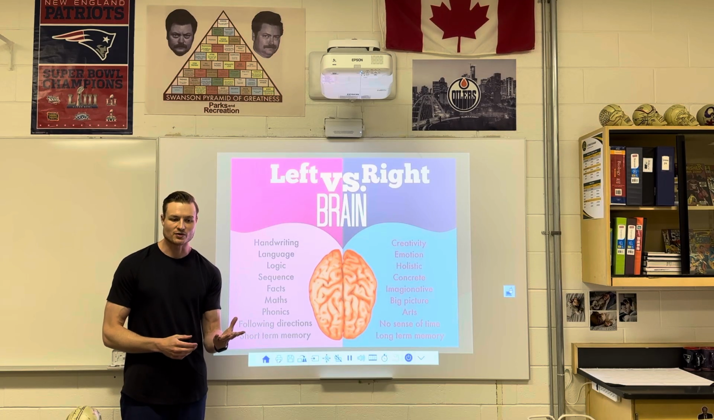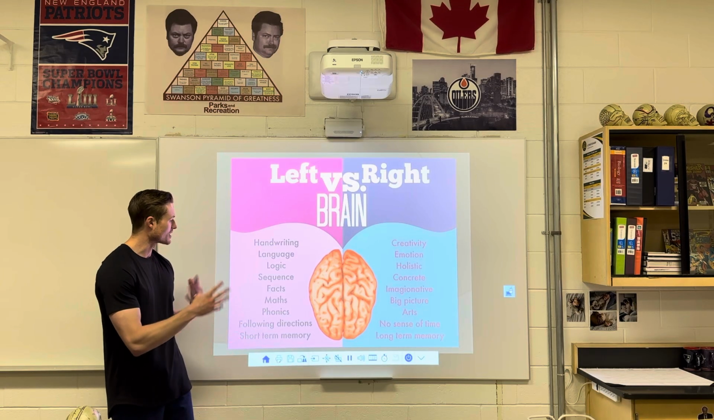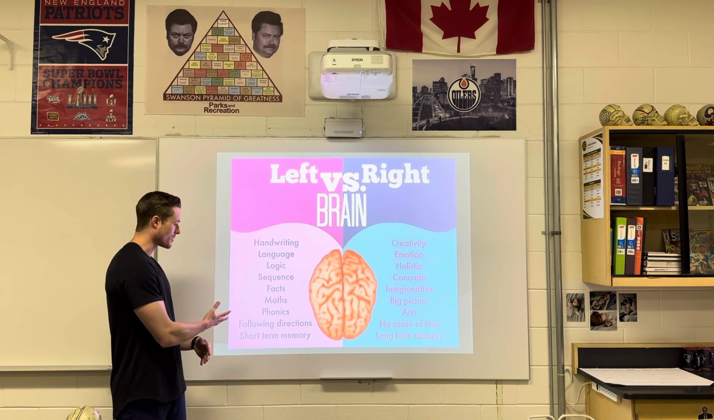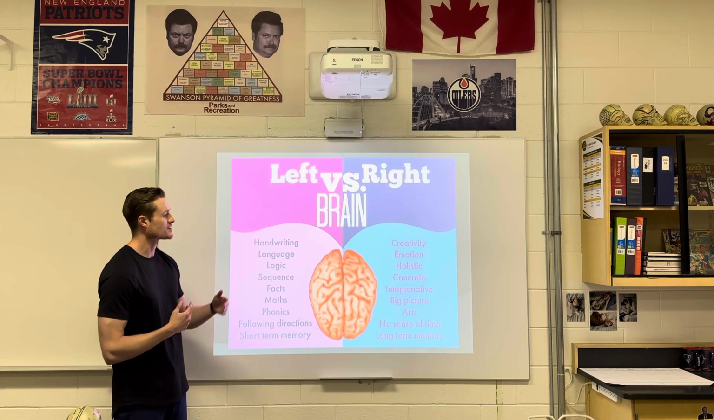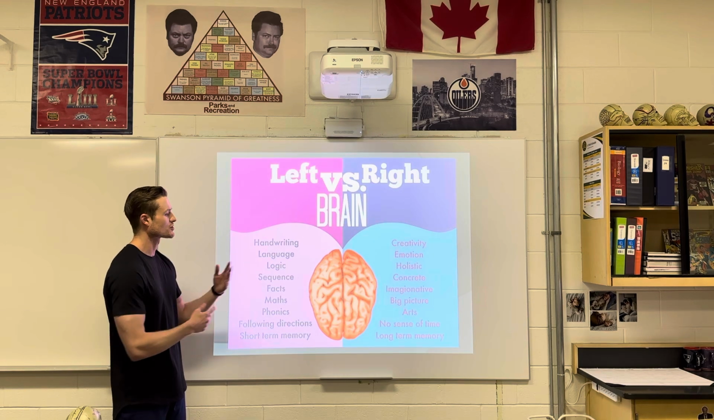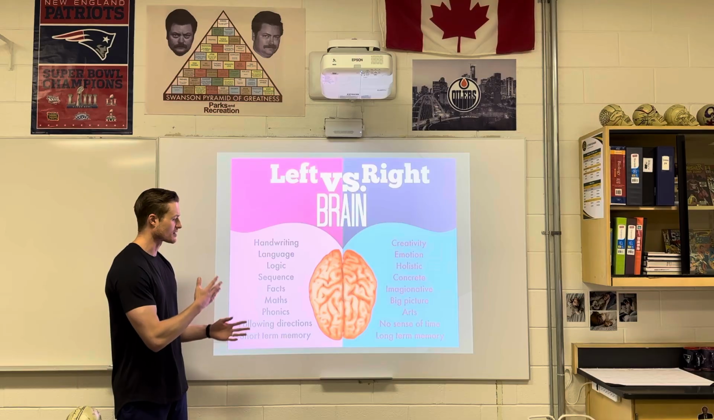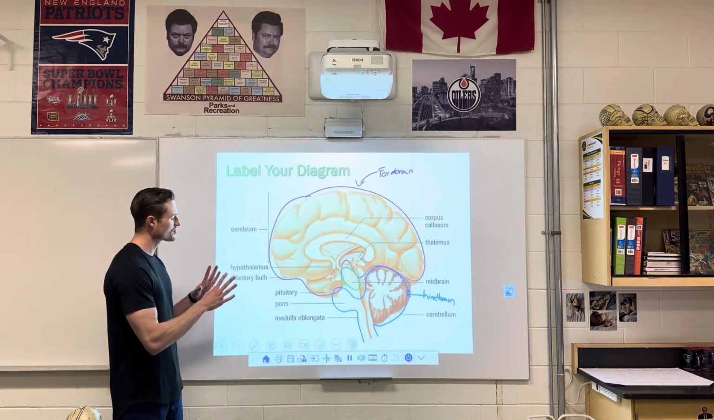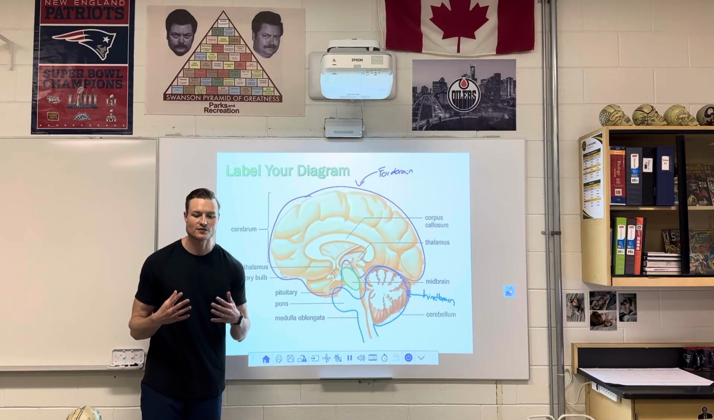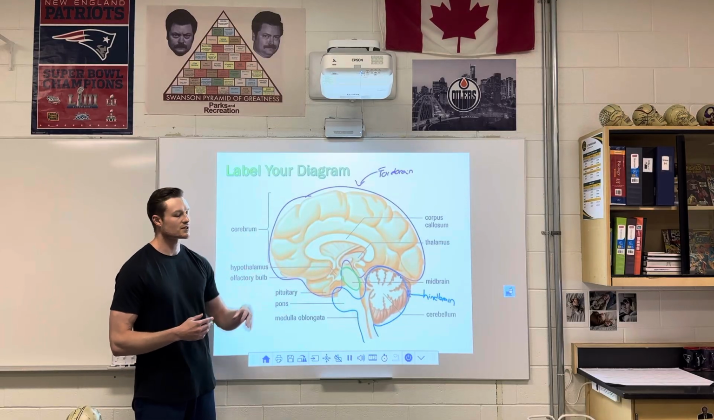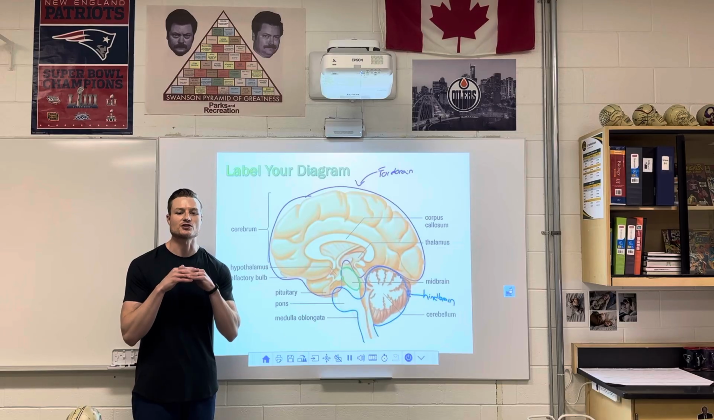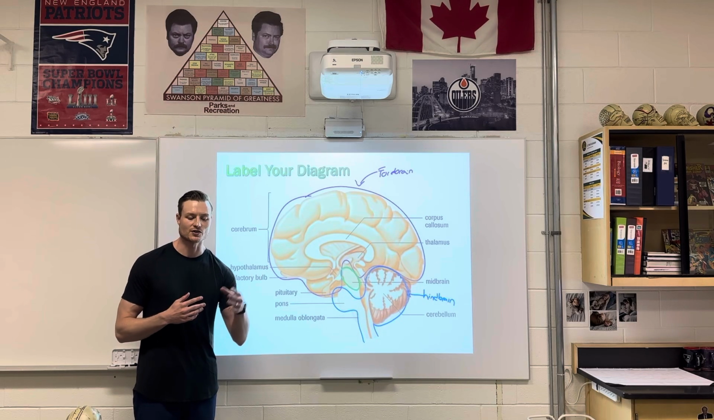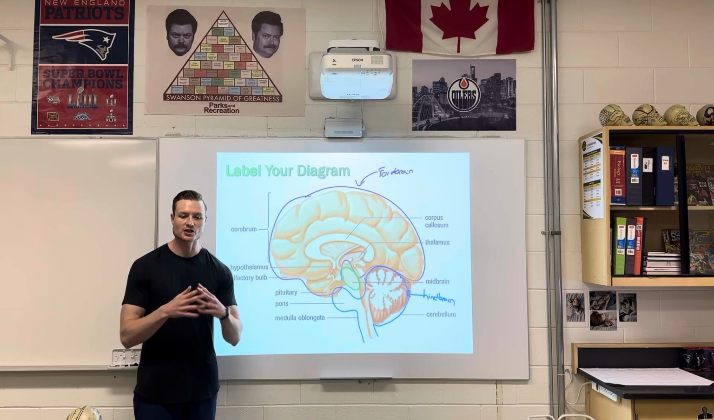So the left side of your brain can do things related to logic, sequence, facts, numbers, following directions, whereas the right side is more creative, emotional, holistic, things like that. And the nice thing is, if we go back to our original diagram here, while both sides of your brain do different things, it's the corpus callosum in the middle that allows both sides to talk to one another. So the left and the right brain can share information across hemispheres.